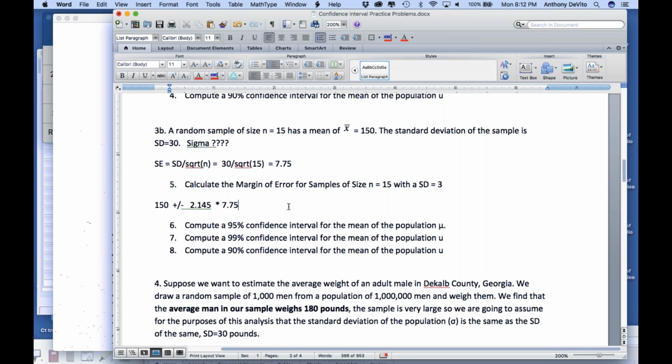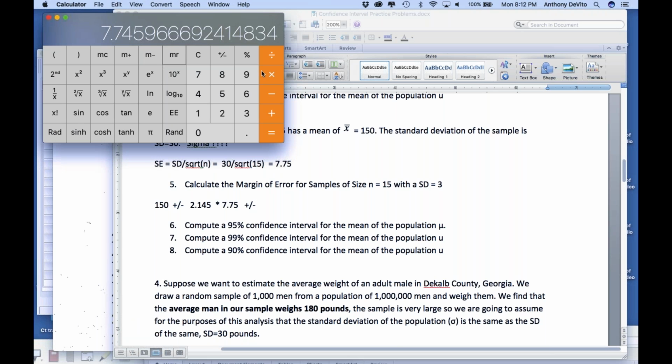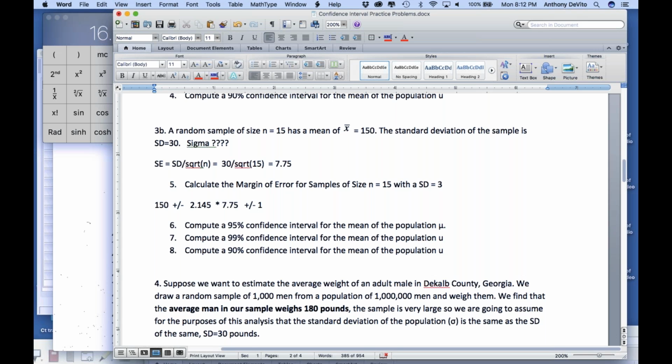Actually, I could do that now. What's the margin of error? It's plus or minus 2.145 times the standard error, which equals 16.6. So it's 150 plus or minus 16.6. I'm going to call it 16, and that's going to come out to be 134 to 176.